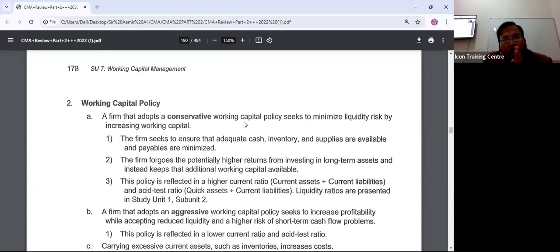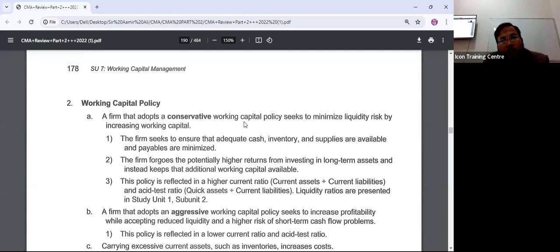So just to increase your current assets more as compared to your current liabilities. Number one, the firm seeks to ensure that adequate cash, inventory, and supplies are available and payables are minimized. Now you need to ensure that, yeah, this is absolutely true. You have adequate cash, inventory, and supplies available to pay, and payables are minimized. Your payables should be lower, right?